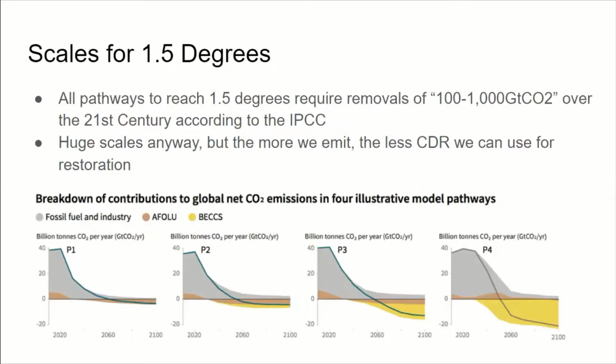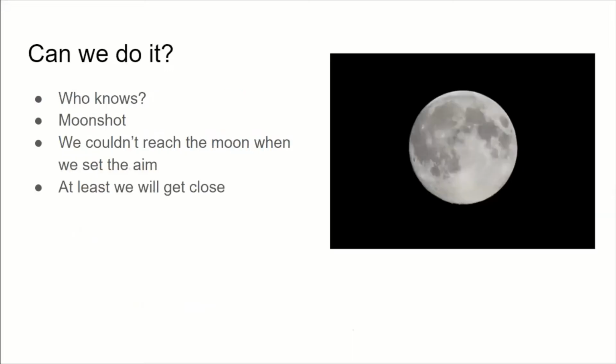Even if we want to reach 1.5 degrees, which, as I said last time, is basically a rubbish target to have anyway, we need removals of possibly up to 1,000 billion tons. So we need huge scales no matter where we're going. And if we put more carbon dioxide into the atmosphere, that's more carbon dioxide removal we'll have to do to restore. And we don't know how much carbon dioxide removal is physically possible for us to do.